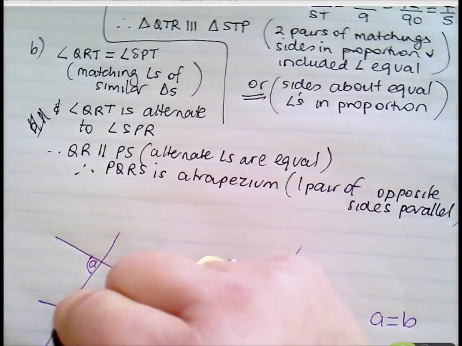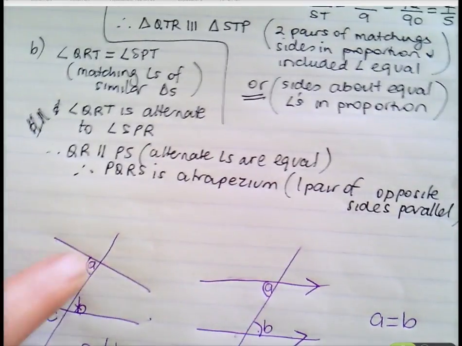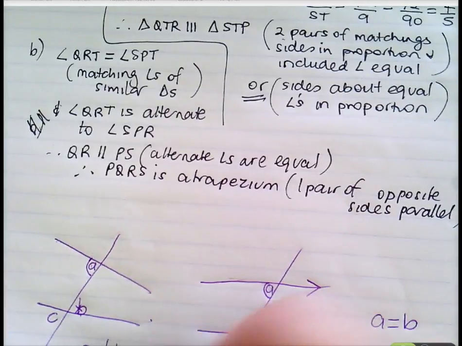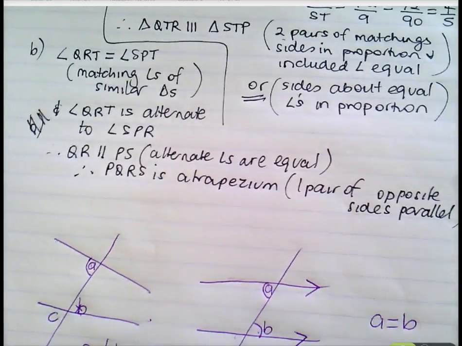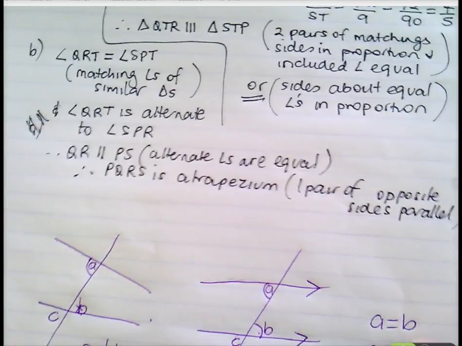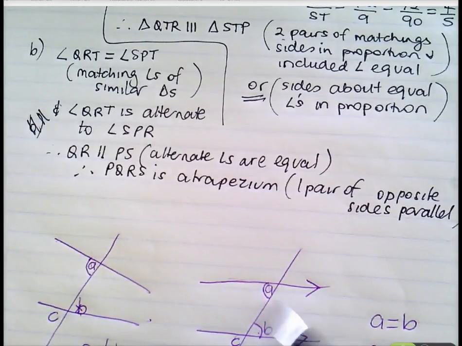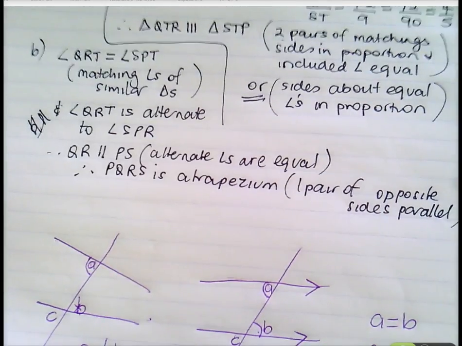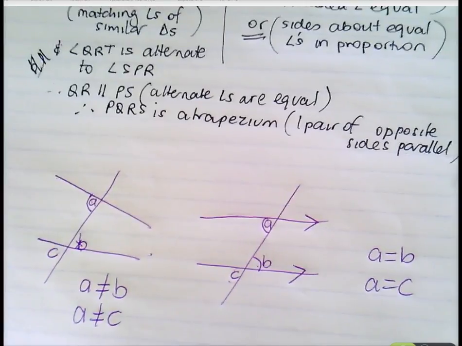Now, if I've got A and I call this one C, they're still corresponding, A and C, but they're not equal. But here, A does equal C. Why? They're still corresponding as well, but they're equal because the lines are parallel. So what makes it equal? Because the lines are parallel? Yes, that's it, because the lines are parallel.